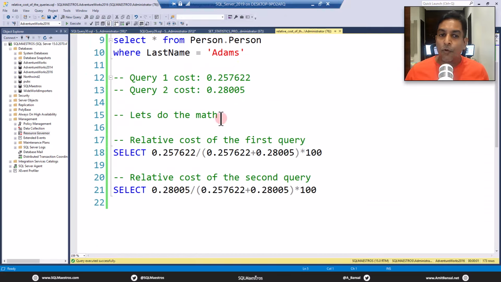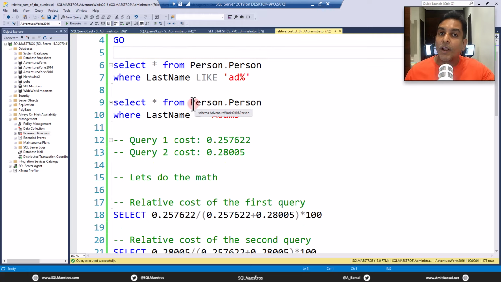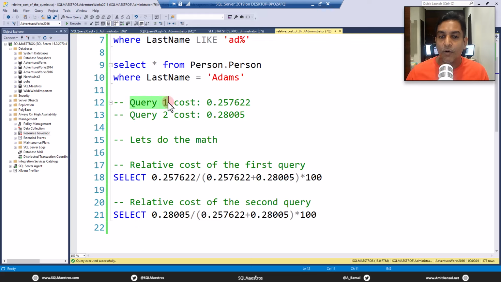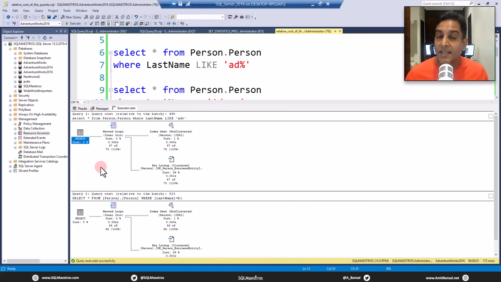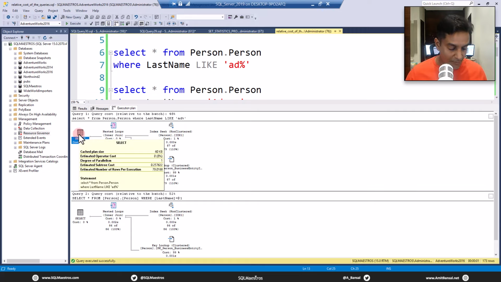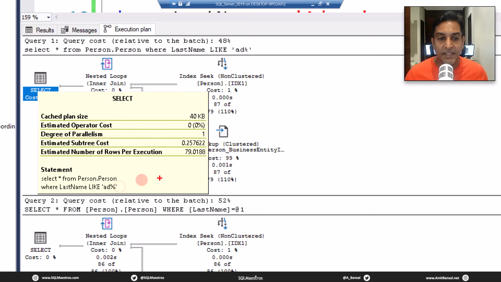What you have seen just now is the relative cost in terms of percentage, but each query also has an absolute cost, a very fine-grained absolute cost. Query 1 cost is 0.257622 and query 2 cost is 0.28005. Where are these numbers coming from? These numbers are coming from the select operator. If you take the cursor over the first select operator for the first query, you will see the estimated subtree cost here. This is actually the cost of the query. It has no unit of measurement. It is just an arbitrary number, so you just have to take the number the way it is.